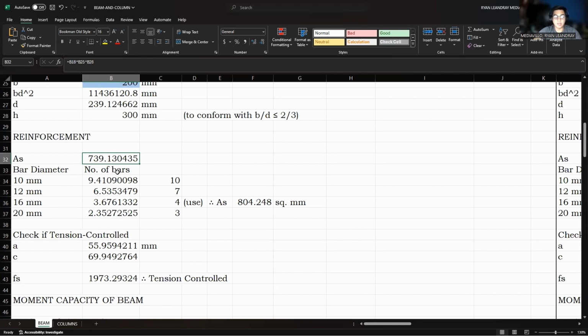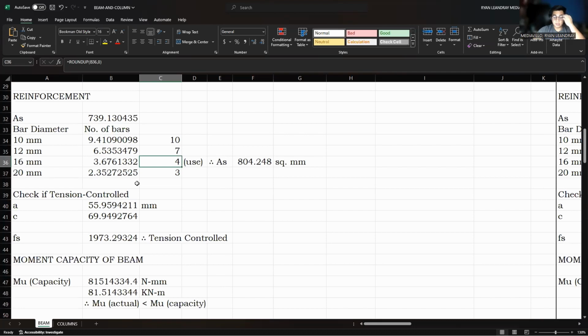And putting the formulas here, I saw that the most economical or the most practical number of bars that we put on the beam is the 16 mm, which garnered 4 pieces for the top bars of the beam, I mean for the bottom and top bars of the beam, depending on where the deflection is on the beam.